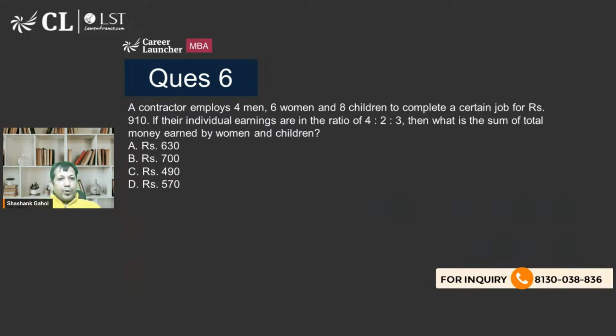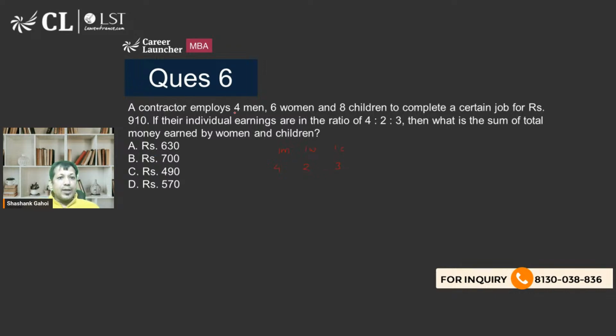A contractor employs 4 men, 6 women, and 8 children to complete a certain job for rupees 910. If their individual earnings are in the ratio of 4 is to 2 is to 3, then what is the total sum of money earned by women and children? So basically, the question is saying that one man is earning 4 rupees, one woman is earning 2 rupees, and one child is earning 3 rupees.